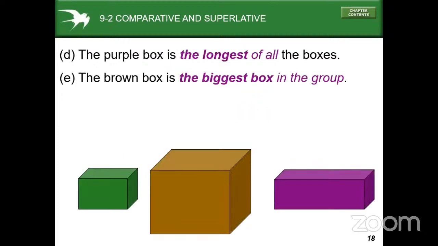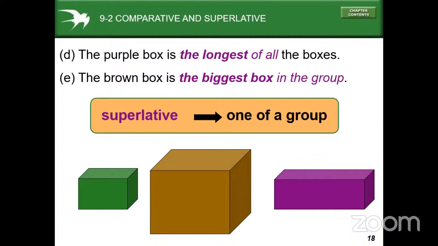Comparative of that. So the purple box is the longest of all the boxes. So we can compare not only two with one another, we can also compare different items, different objects, and the brown box is the biggest box in the group, right? So that's one example. And if we talk about superlatives, one of a group, right?